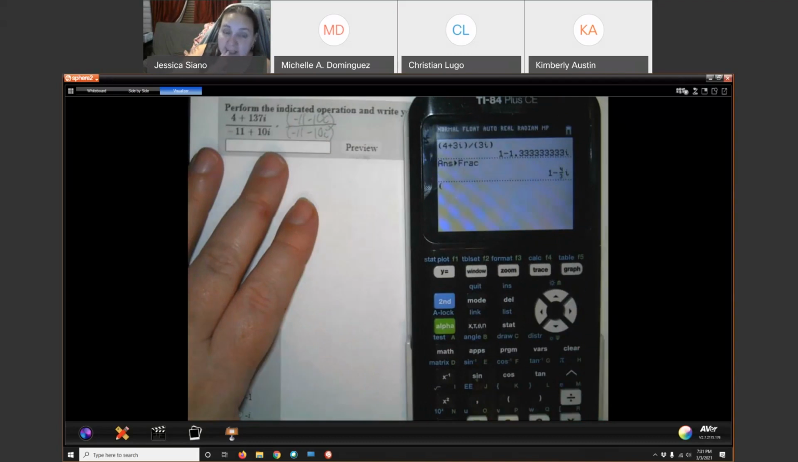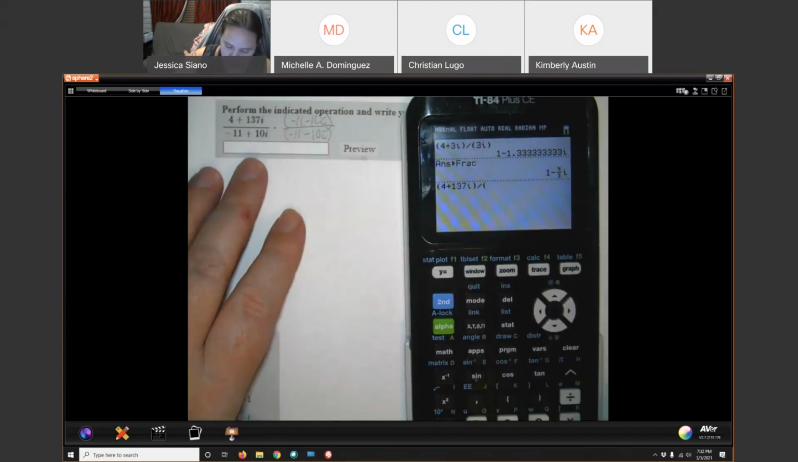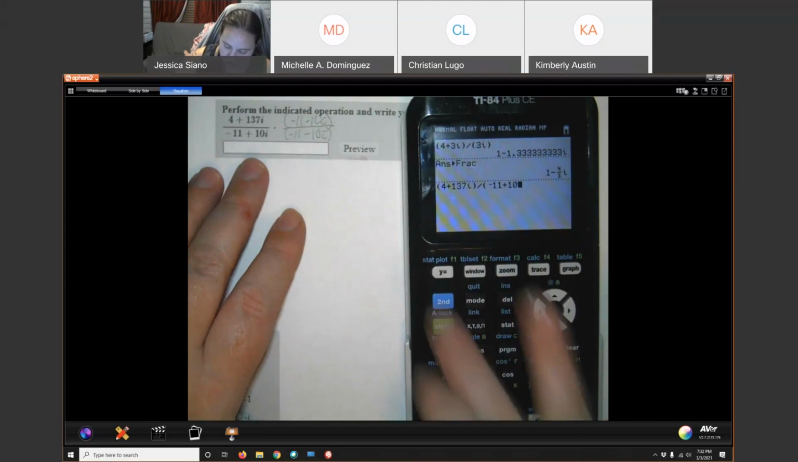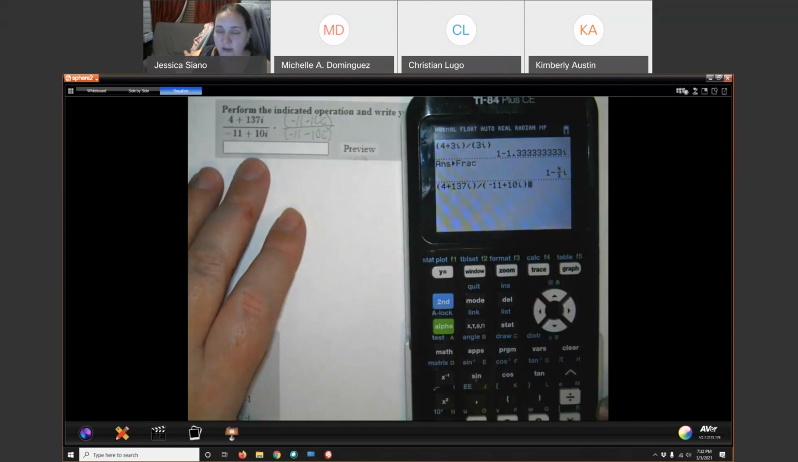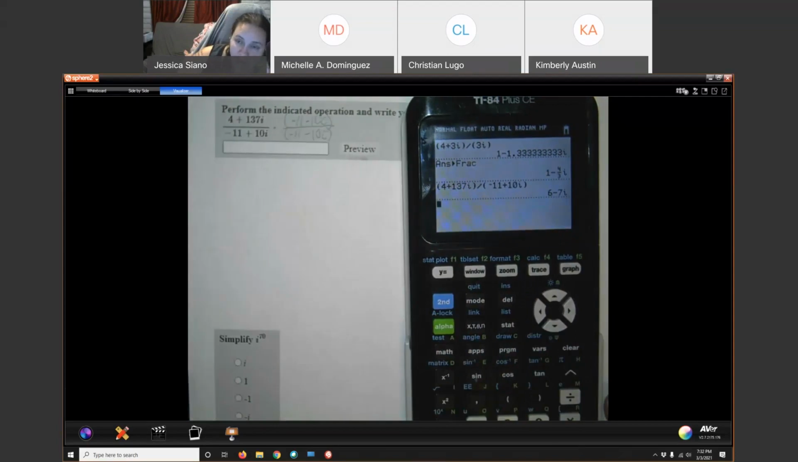And so then for this one, we would do 4 plus 137i divided by negative 11 plus 10i. Again, numerator and denominator in their own separate parentheses. So the final answer here will be 6 minus 7i.